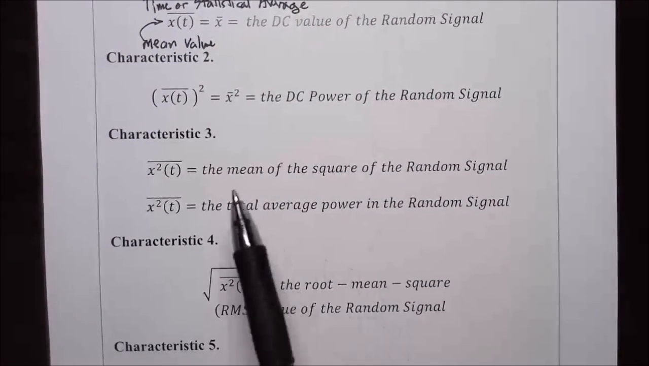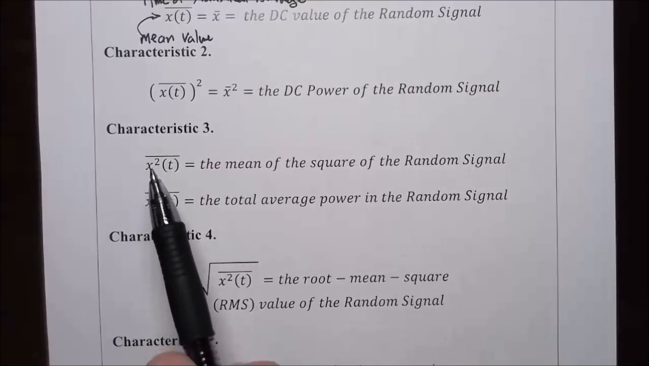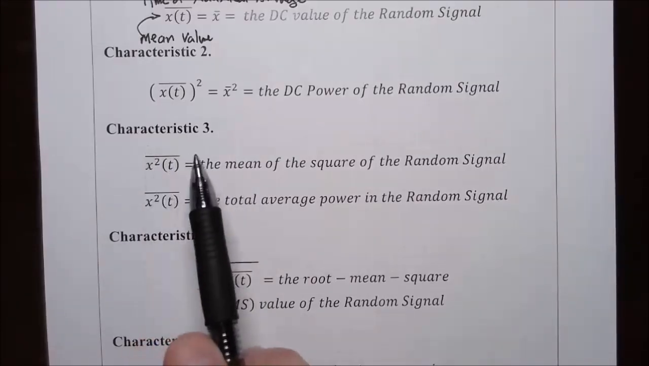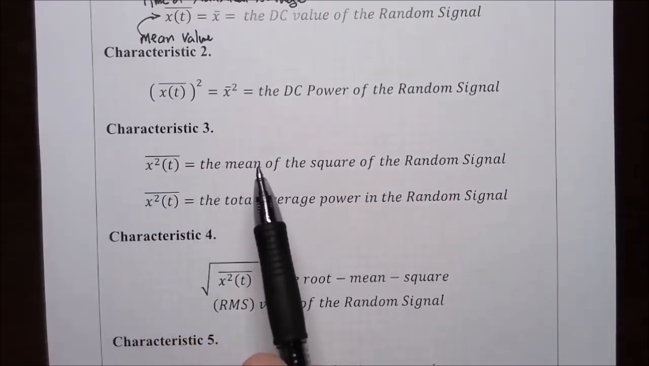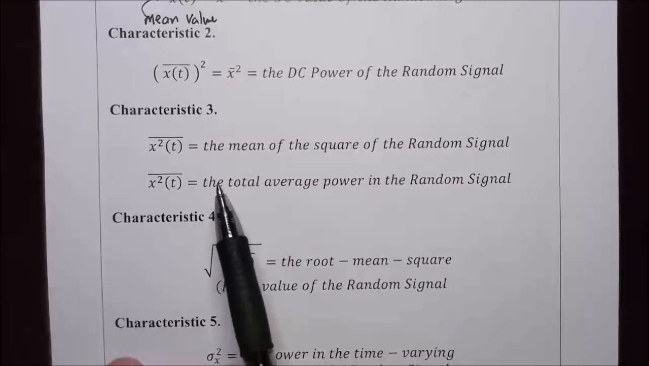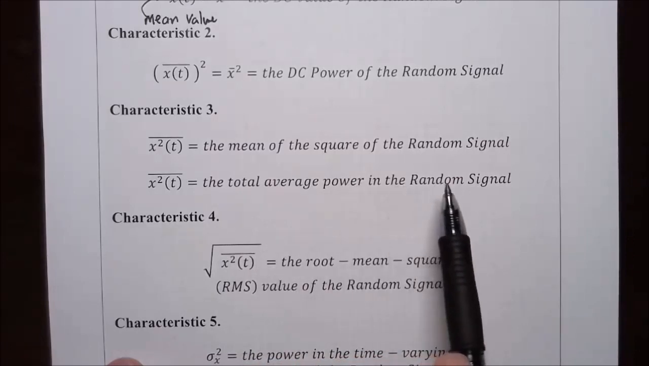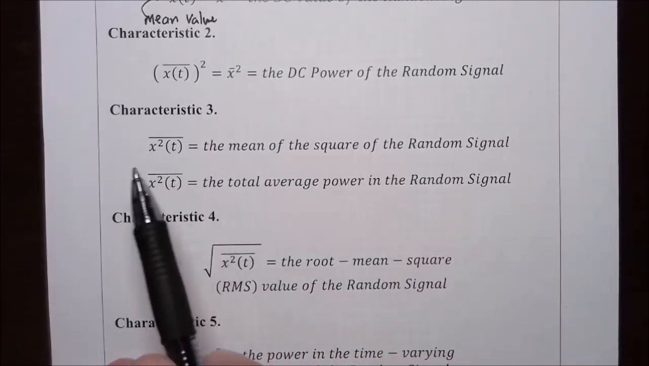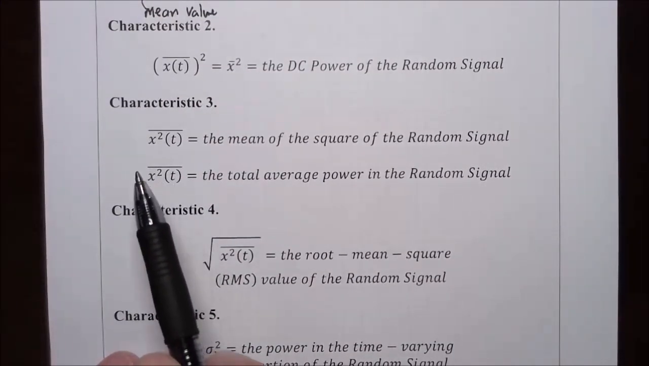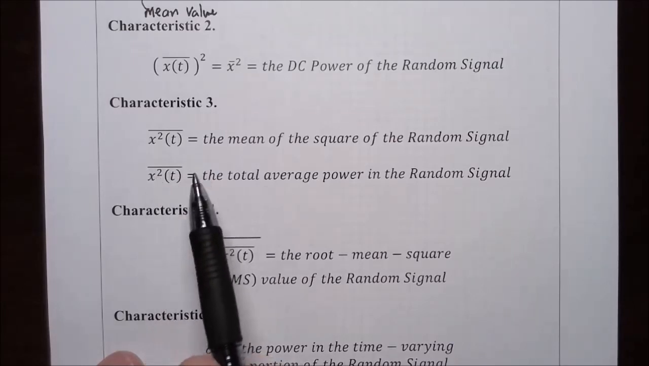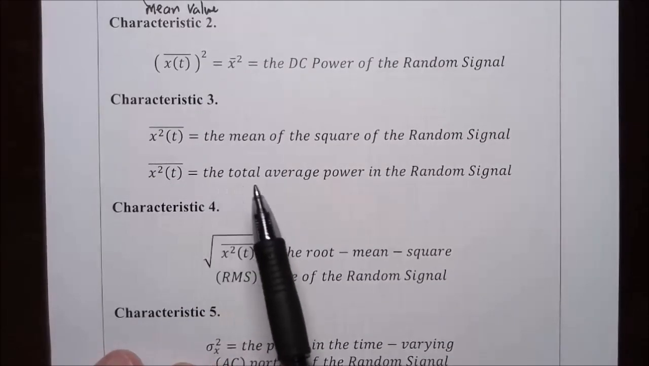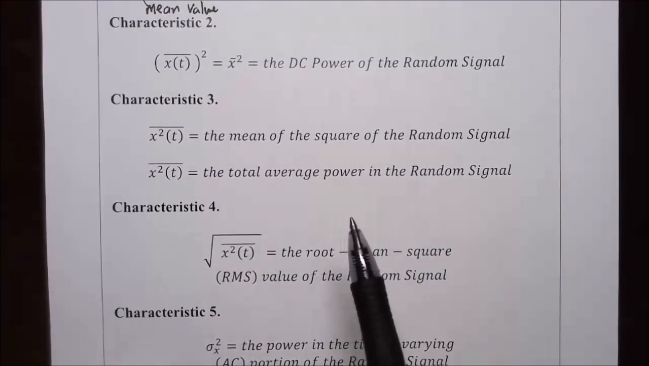Third characteristic is if we first square the time signal and then take the time average, this is our definition of the mean of the square of the random signal. This is the total average power in the random signal. This is the way we've always found power in these notes. We take a time signal, square it, and then take the time average or the statistical average, whichever is more convenient. This gives us the total average power in the random signal.